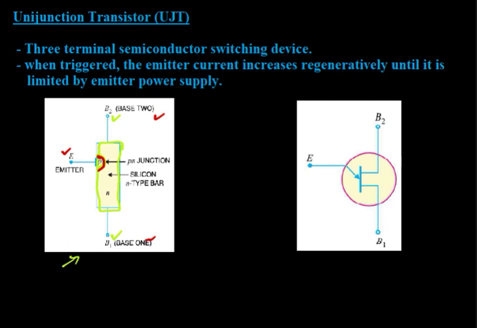With only one PN junction, the device is really a form of diode. So the important thing is that there is only one PN junction. Another thing is that it has three terminals or leads: base 1 B1, base 2 B2, and the emitter lead, that is E.